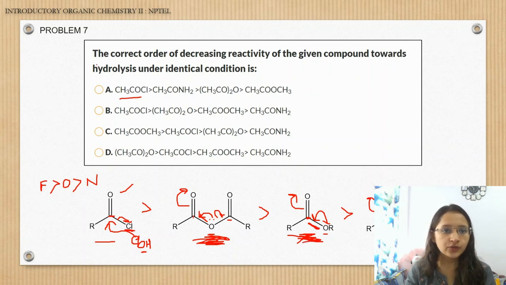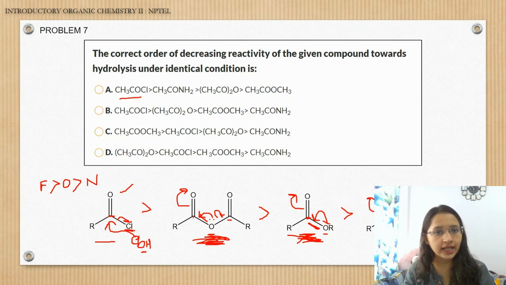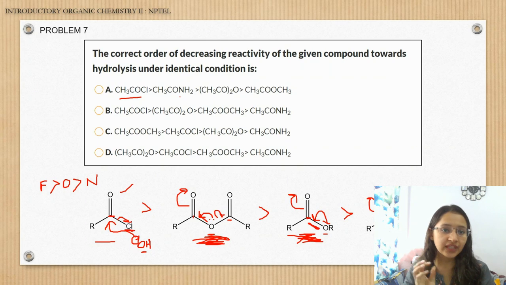So coming to options A, B, C, D, which matches this particular order? In option A they are saying acid chloride is highest, then amide. No, amide cannot be greater than this anhydride, because nitrogen has more tendency to go into the delocalization than the oxygen. So it is making this carbon less electrophilic. That is why A is not the correct option.